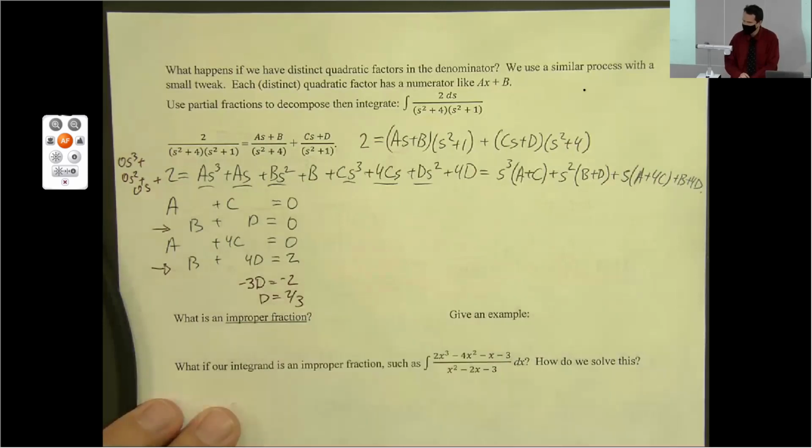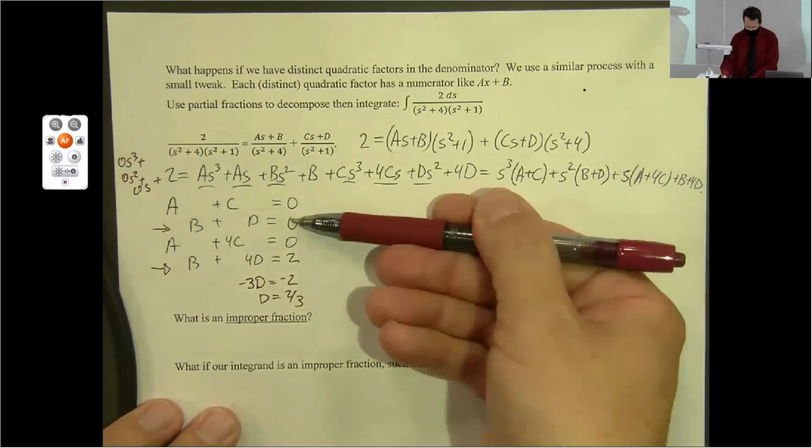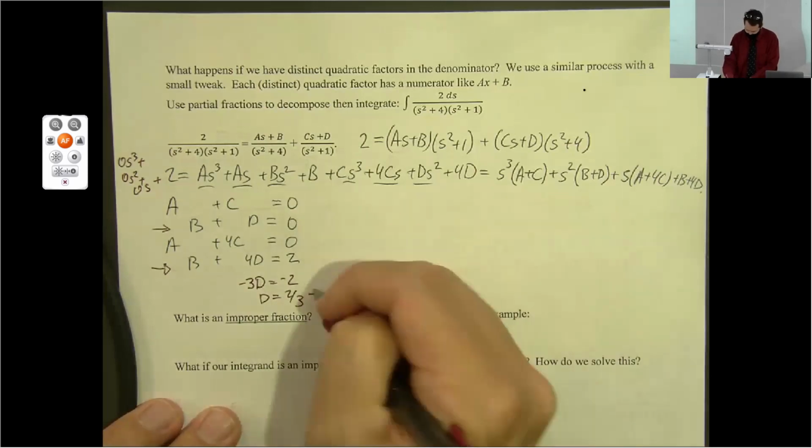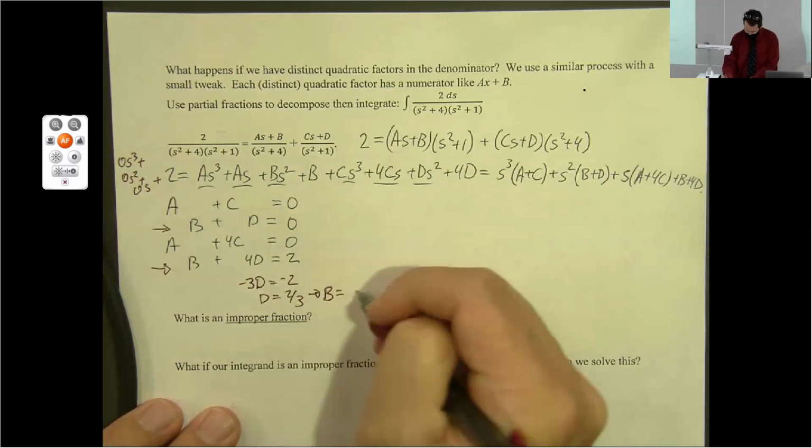Dang. Well, that's going to be hard. Now I've got to go find 3 other guys. But I'll give you a hint. B equals what? 3/2. Close. Oh no, negative 2/3. Negative 2/3.